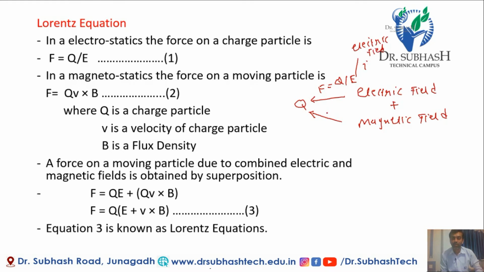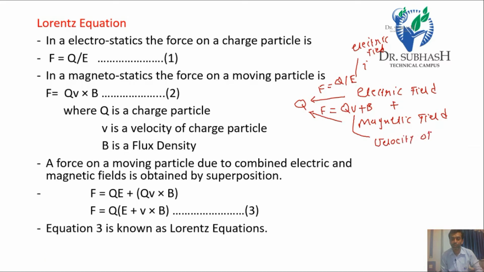and force due to the magnetic field is represented by F = QV × B, where V is the velocity of the moving charge and B is the flux density.